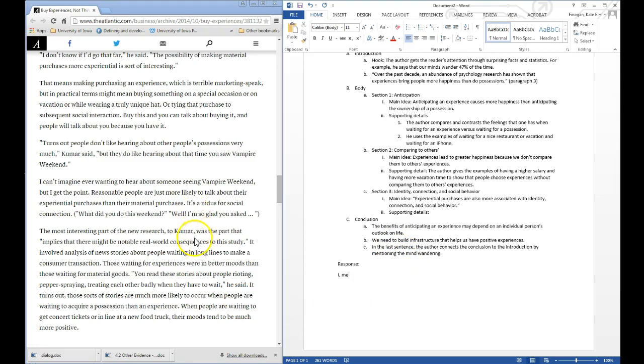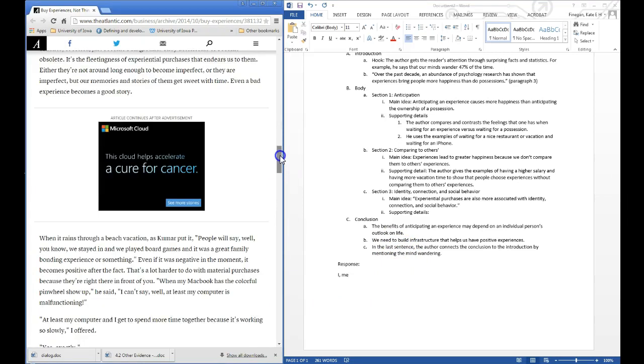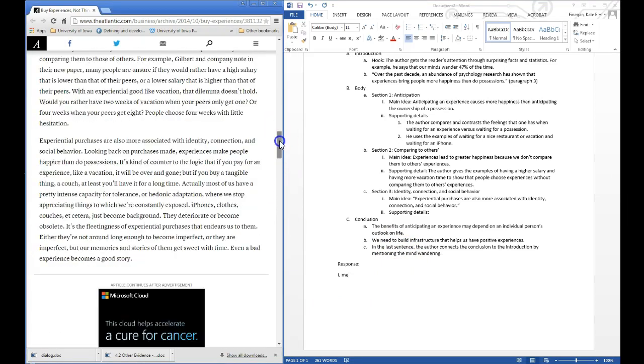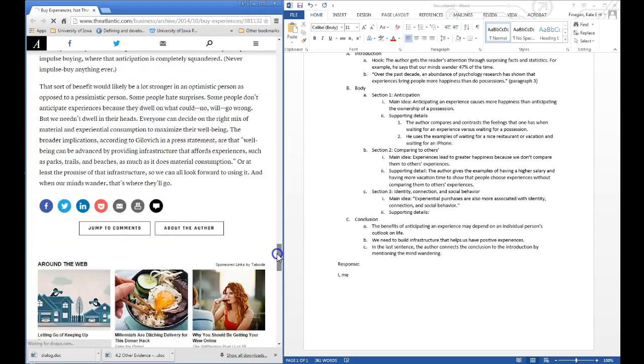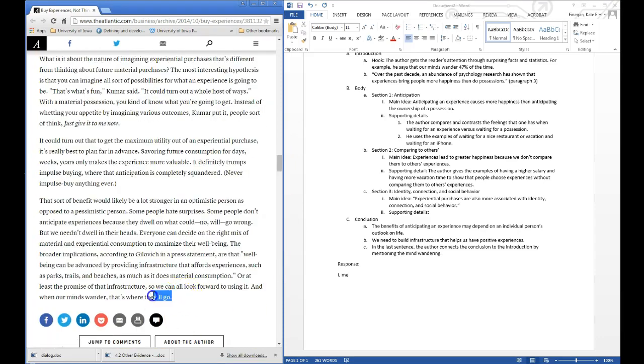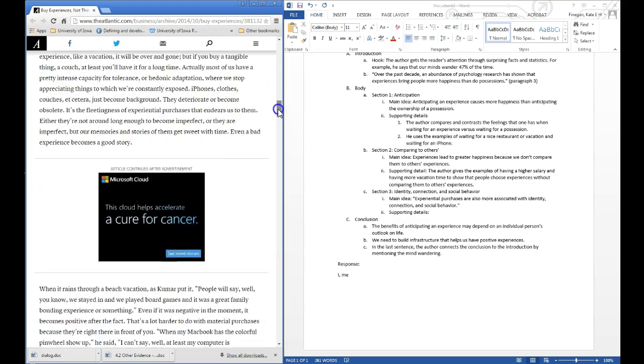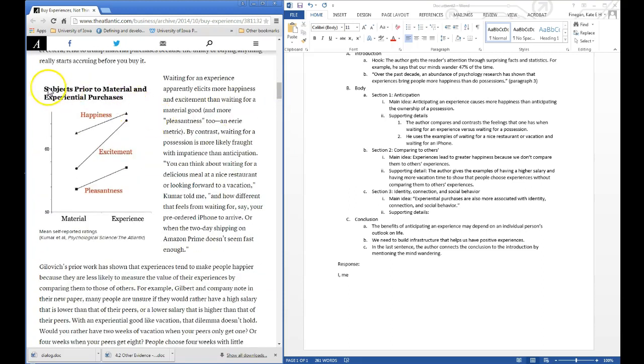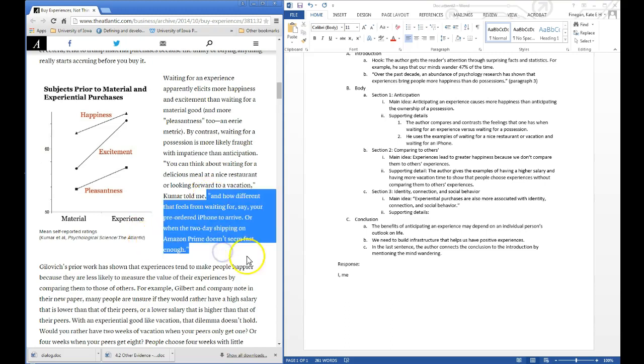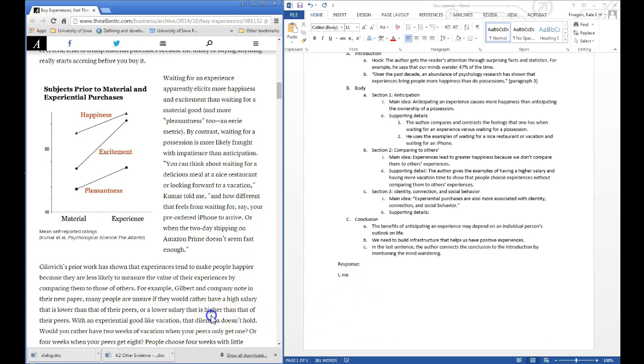Okay, so for example, I could say, this essay is effective because the author connects the introduction and conclusion. In addition, the author provides a helpful graph. Okay, he uses quotations well, and so on. Okay, so let me know if you have any questions, and good luck.